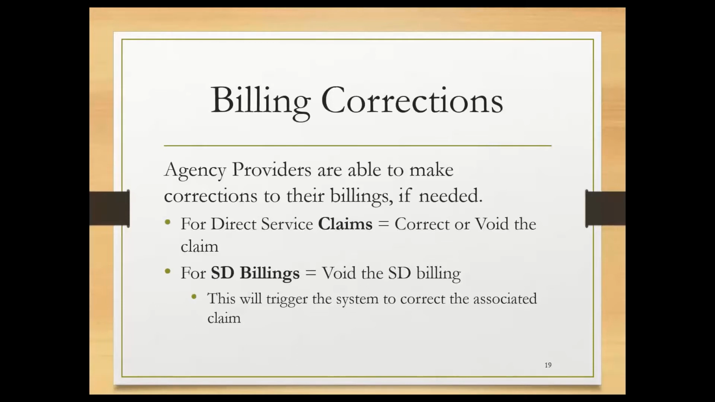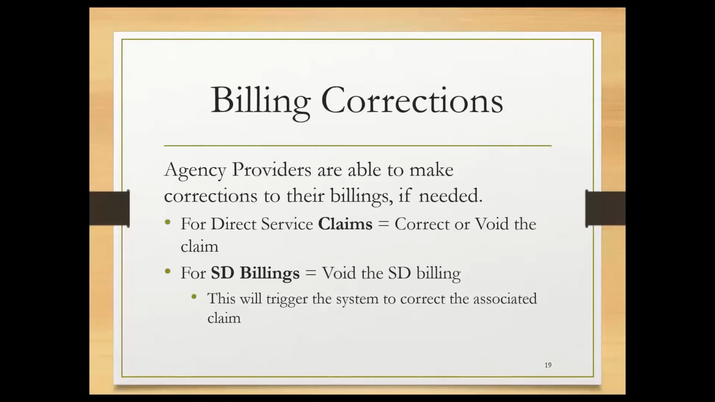For plan of care services that you use an SD billing for as the billing component, the claim itself you would not void or correct. It would be the specific SD billing entry that you would need to void. Perhaps you did an SD billing for August 12th and you meant to make that for August 22nd. You miskeyed it. It happens. Then you would void the actual SD billing entry that's wrong and create a new SD billing with the corrected data.